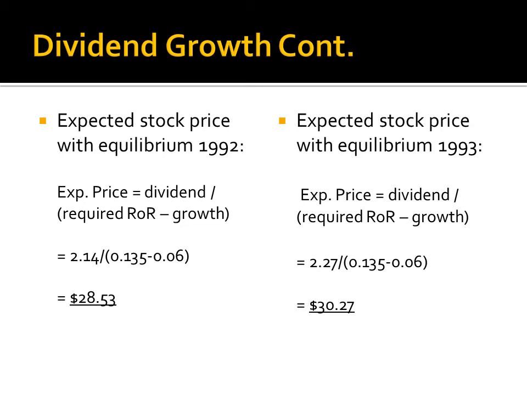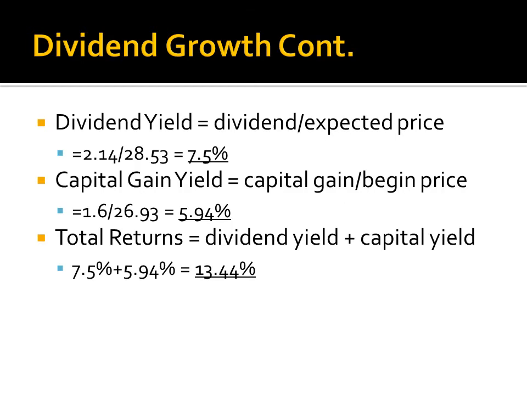Now, using that same equation, we found the price for 1993. We have $2.27 divided by 13.5% minus 6%, equaling $30.27. To find the dividend yield, we divided the dividend by the expected price, giving us a yield of 7.5%. Then, to get the capital gain yield, we divided the capital gains by the beginning price, giving us a yield of 5.94%. Finally, to find the total returns, we added the two previous yields together to find total returns of 13.44%.